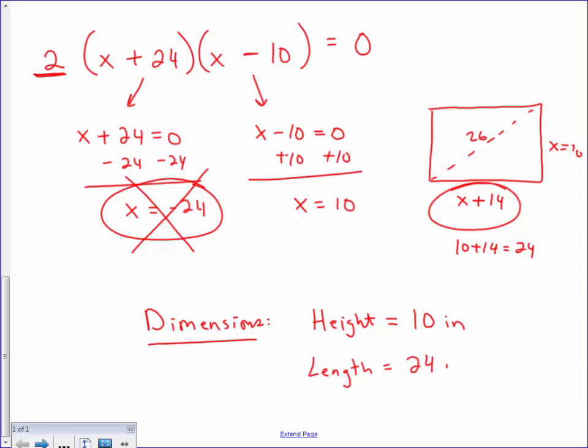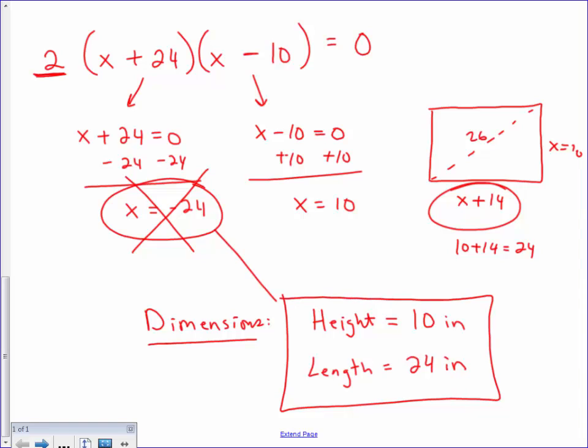So 24 inches. One thing to be careful about, the 24 that we got for the length had nothing to do with this negative 24 that we got up above. So there's no relationship between the 24 that was our length and the 24 that we got that was negative. Okay, our answer strictly came from the x is 10 part, and then we were adding the 14 to get our 24.